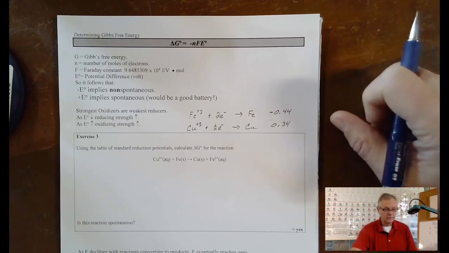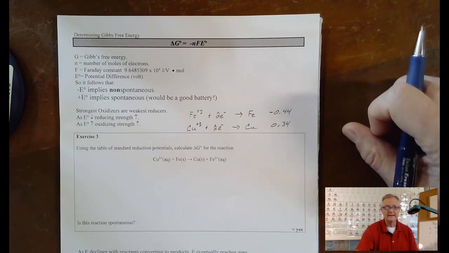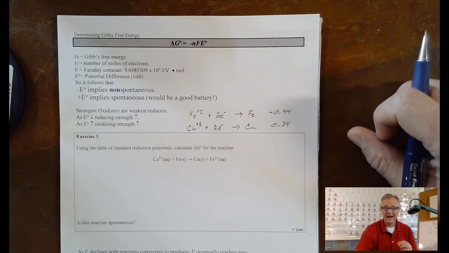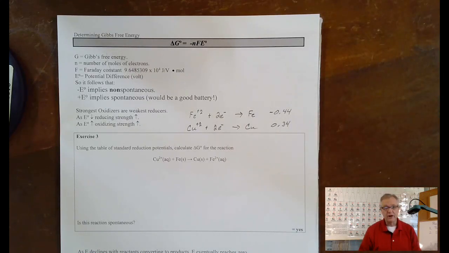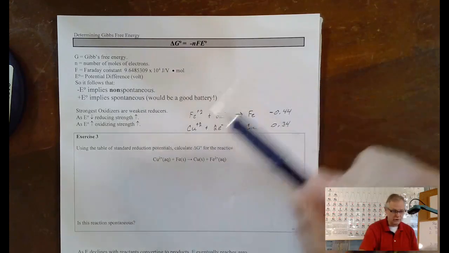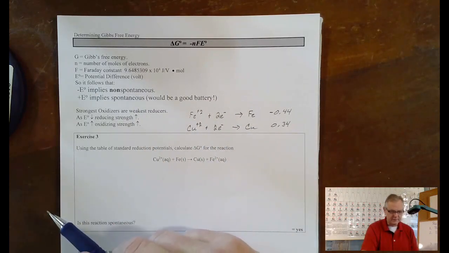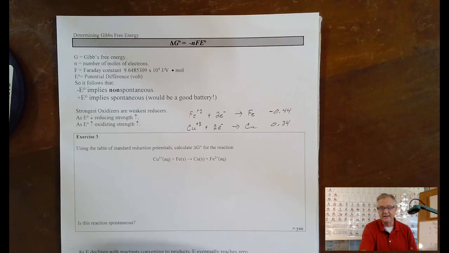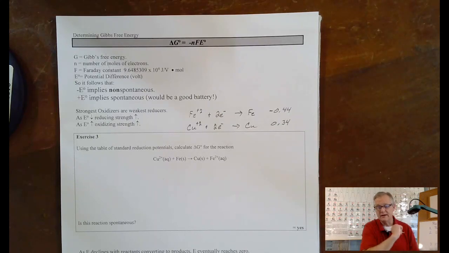So let's talk a little bit about what Gibbs free energy is. Gibbs free energy is the mathematical expression that allows us to determine whether or not a reaction is spontaneous. That reaction can be any thermochemical reaction, whether it's producing or absorbing energy. If Gibbs free energy is negative, then it is spontaneous. If it is positive, then it's not spontaneous.